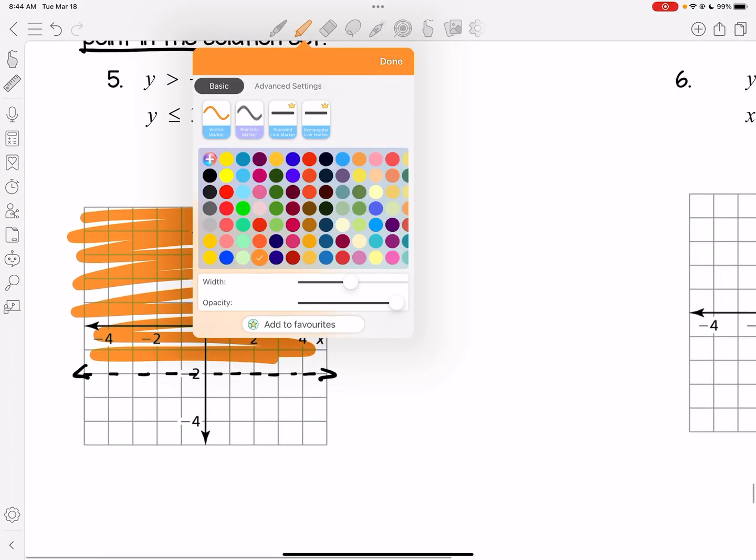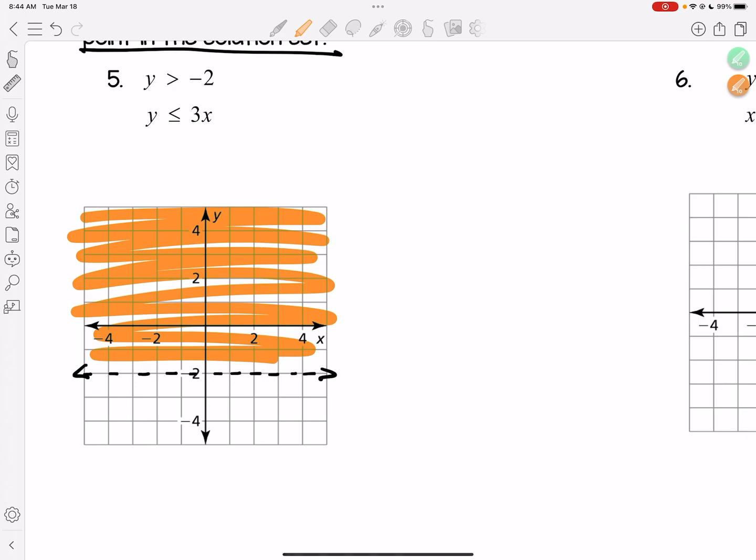Then for my next guy, I'm just going to do this because it's going to be easier. Sorry, just give me 1 second. Okay, and then for this next guy, we have y is less than or equal to 3x, so it means I start at 0, 0. My slope is 3, so I go up 3 over 1, and then it is a solid line because it has equals to underneath it, so it should look something like this.